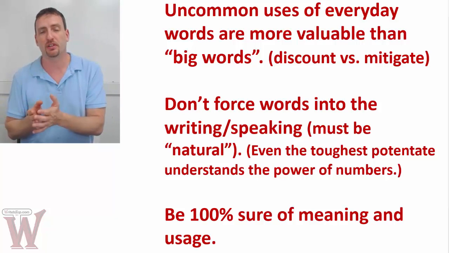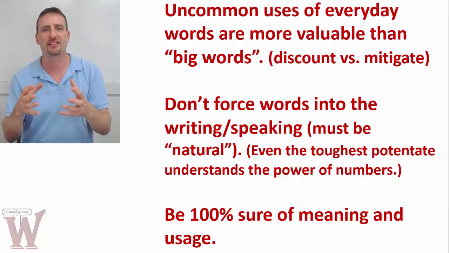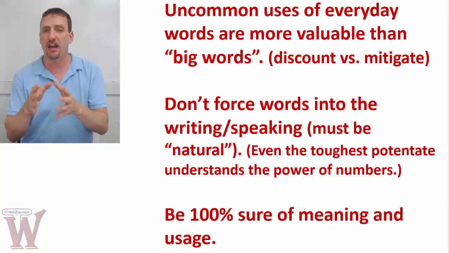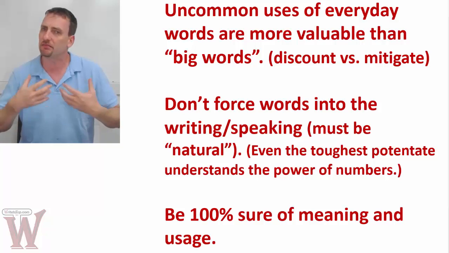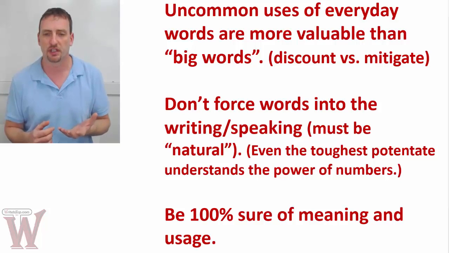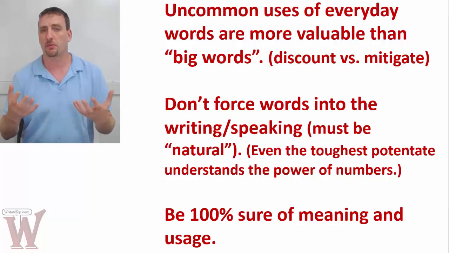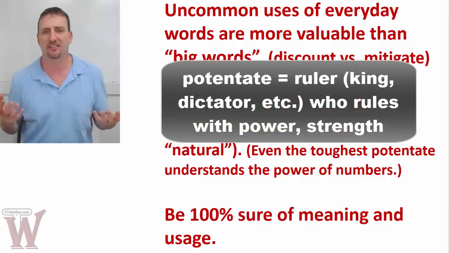Okay? Better to be simple and correct and clear and easy to understand than sophisticated with words that just don't seem very natural. Okay? Try to be natural. If the word doesn't fit in regularly, it's probably not a good word. Okay? Here's an example. Even the toughest potentate understands the power of numbers. Now, some of you might know what this word potentate means. Most of you probably don't. Many native English speakers don't know this word because it's not a common word. It is rarely used.